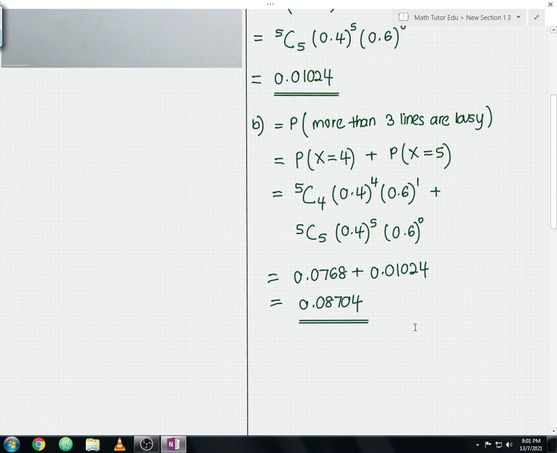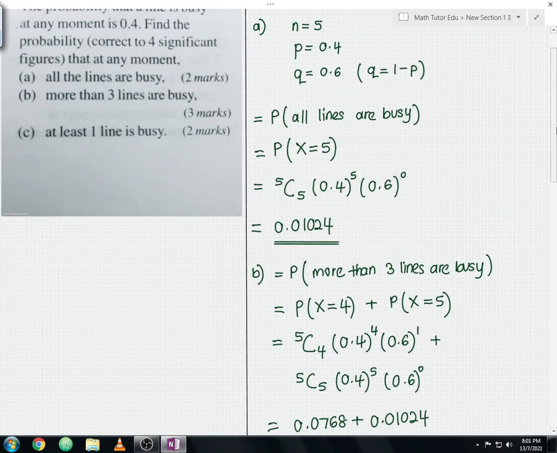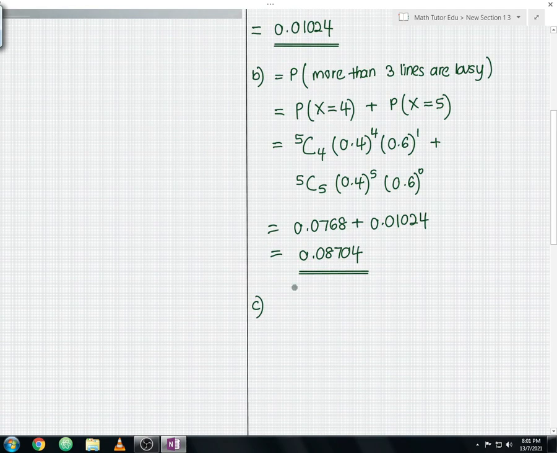Okay, so from here, let us proceed our discussion for question part C, where they ask us to find the probability that at least one line is busy. Let us write down the statement form. Probability at least one line is busy. So from this statement, we are going to convert into the equation form.